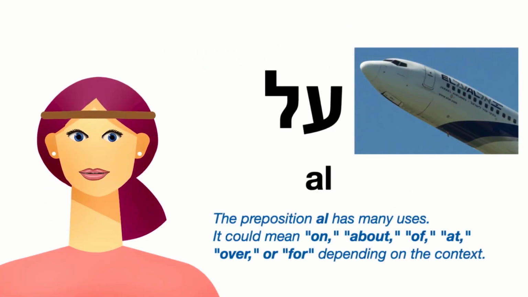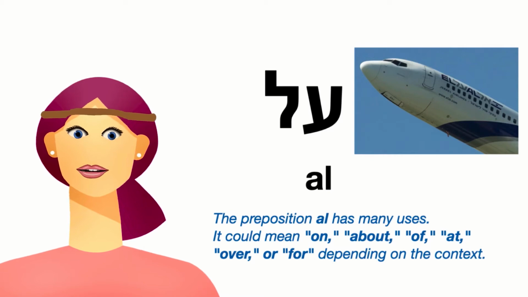Here's a word that is spelled with the letter ayin and the letter lamed. Al is a preposition that can have many different usages. It could mean on, it could mean about, it could also mean of, at, or over, it could also mean for. The word al can therefore take on different meanings depending on the context of the phrase or sentence.